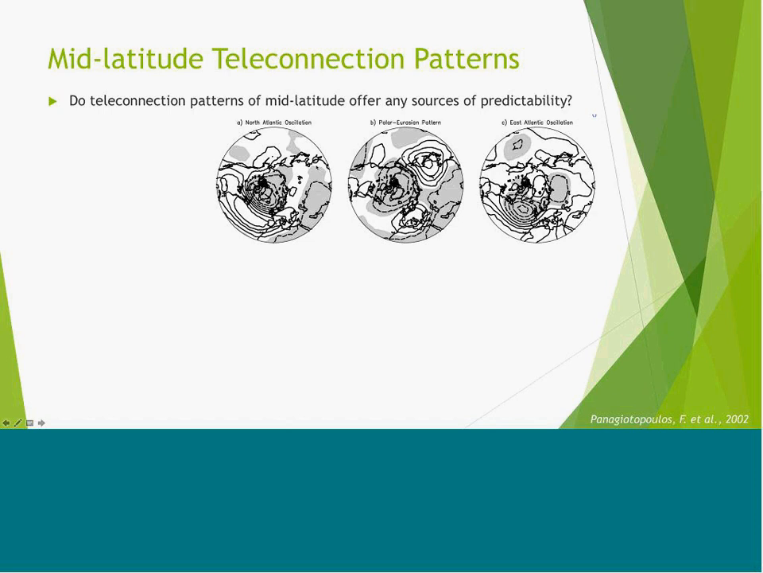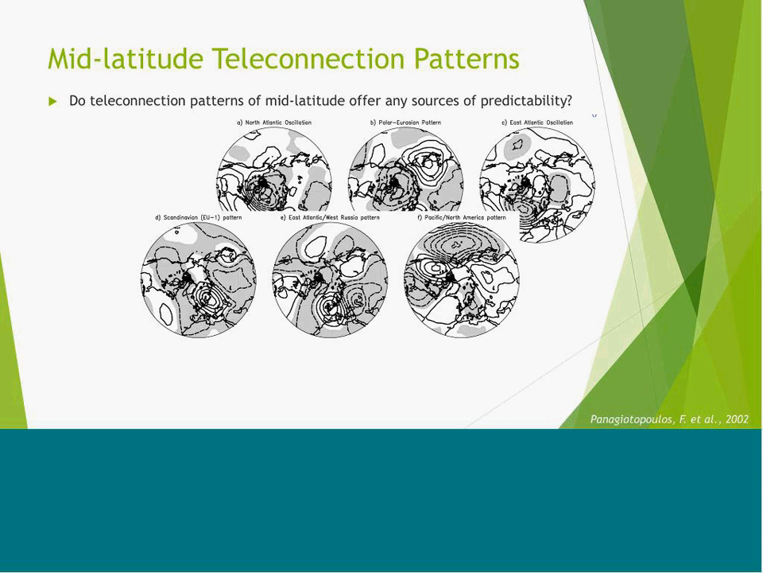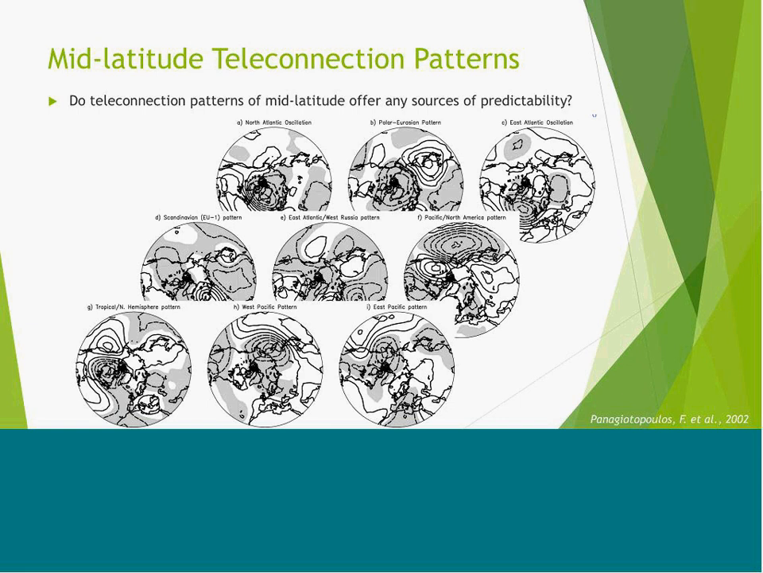And we already know that the Northern Hemisphere has a rich content of teleconnection patterns, which were nicely summarized by this review paper published in 2002. And to orient you a little bit on these figures, here on the left we have United States. So on interannual timescales, the dominant teleconnection patterns of the Northern Hemisphere are the North Atlantic Oscillation that was mentioned in the previous talk, the Polar Eurasian pattern, the East Atlantic Oscillation, the Scandinavian pattern, the East Atlantic, West Russia pattern, the Pacific North America pattern, and Tropical Northern Hemisphere pattern, West Pacific pattern, East Pacific pattern.